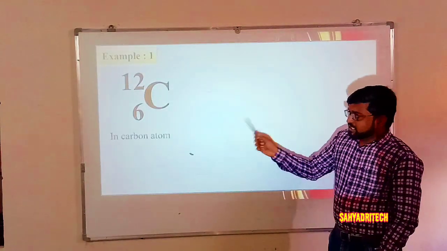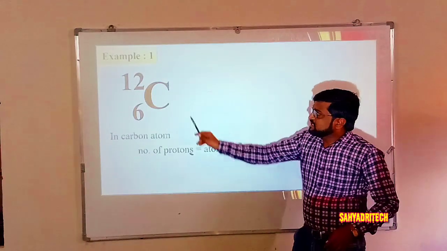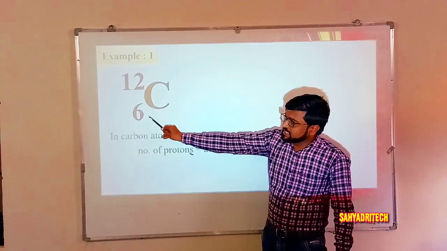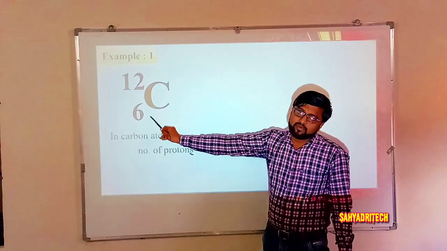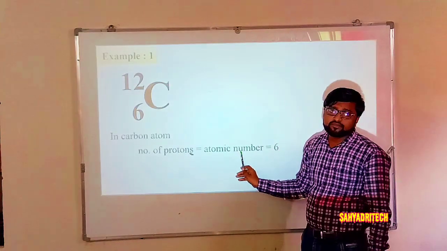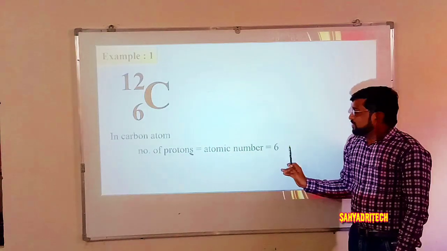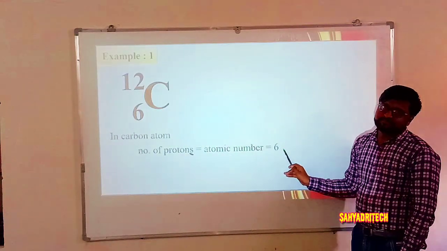So now in carbon atom, what is the number of protons then? As I said, it is a neutral species, atomic number itself indicates the number of protons. Now I can say here number of protons is nothing but atomic number itself. What is the atomic number? 6. Therefore, number of protons will be 6.